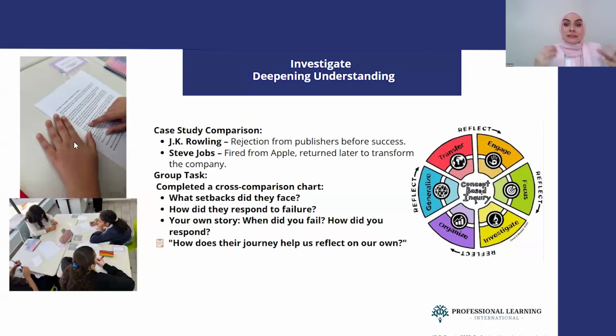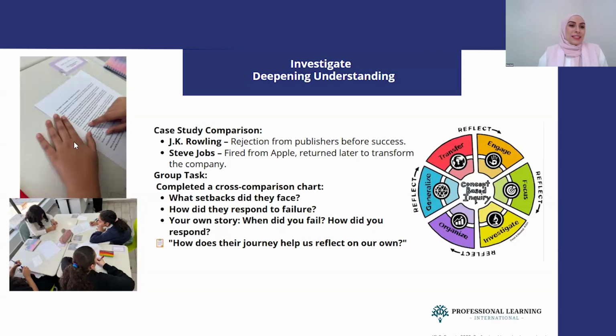As the students were really delving into those very interesting case studies, we asked them 2 questions for each. For J.K. Rowling, we asked them, what were the setbacks that she faced? Also for Steve Jobs, what were the setbacks? And they explained, because we had a detailed case study. So J.K. Rowling went through a lot of struggles, Steve Jobs as well. And then we asked them the question, how did J.K. Rowling respond to failure? And what about Steve Jobs? And they answered on the cross-comparison chart.